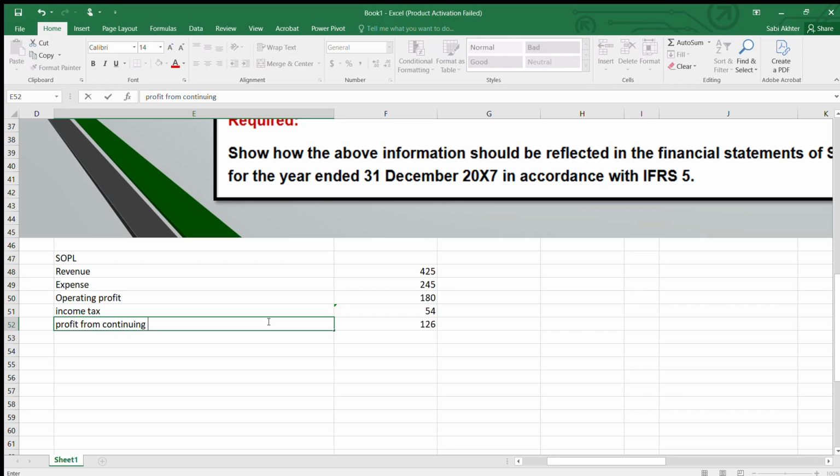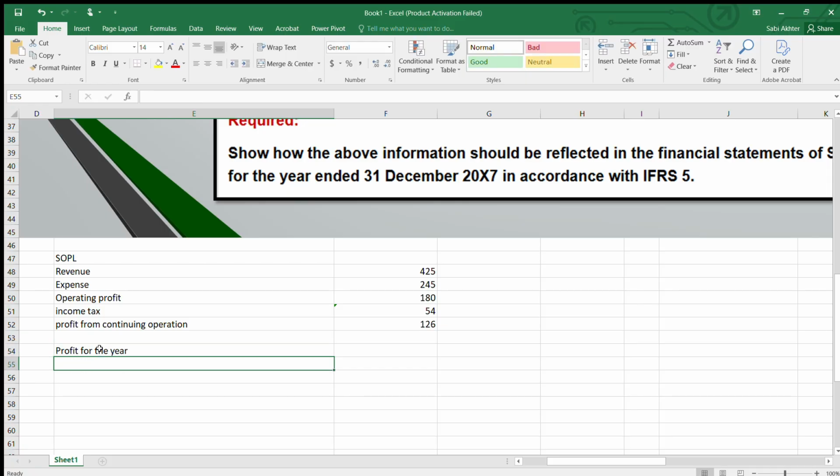Whenever you have a discontinued operation, you have to write profit from continuing operation and discontinued separately. But when you don't have anything discontinued, you can just write profit from operation. That is enough. Then discontinued, so there can be profit or loss from discontinued operation. And then profit for the year. Could be loss for the year also. So now for discontinued, we need a separate working. So let's do the working.